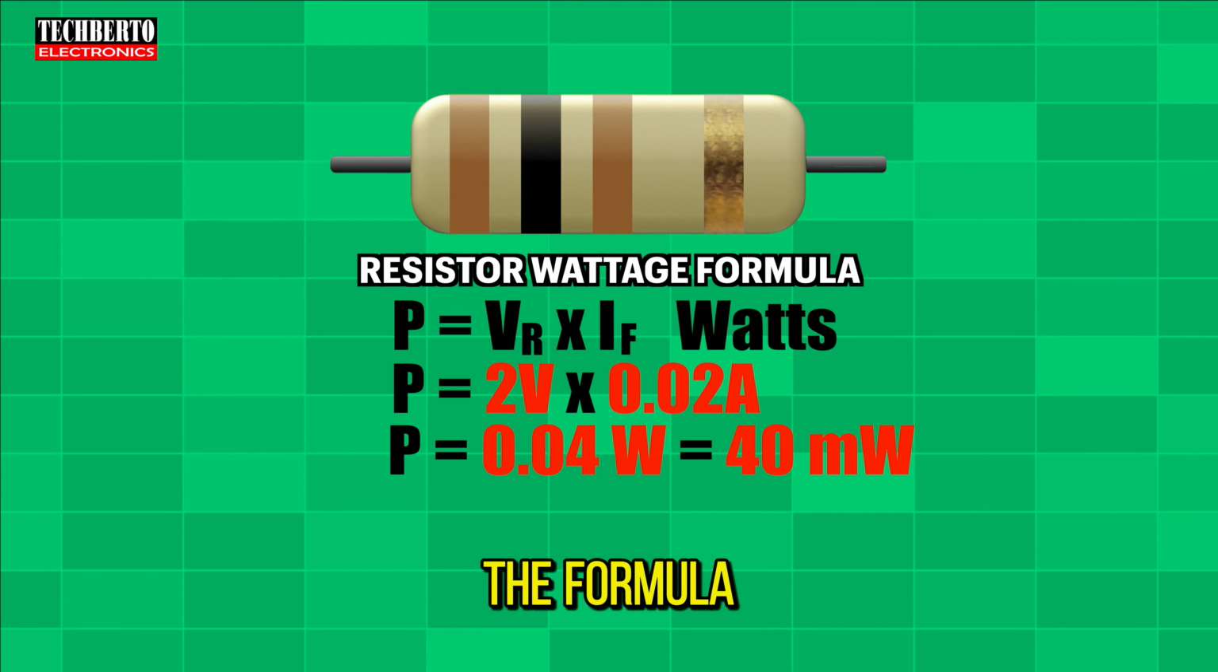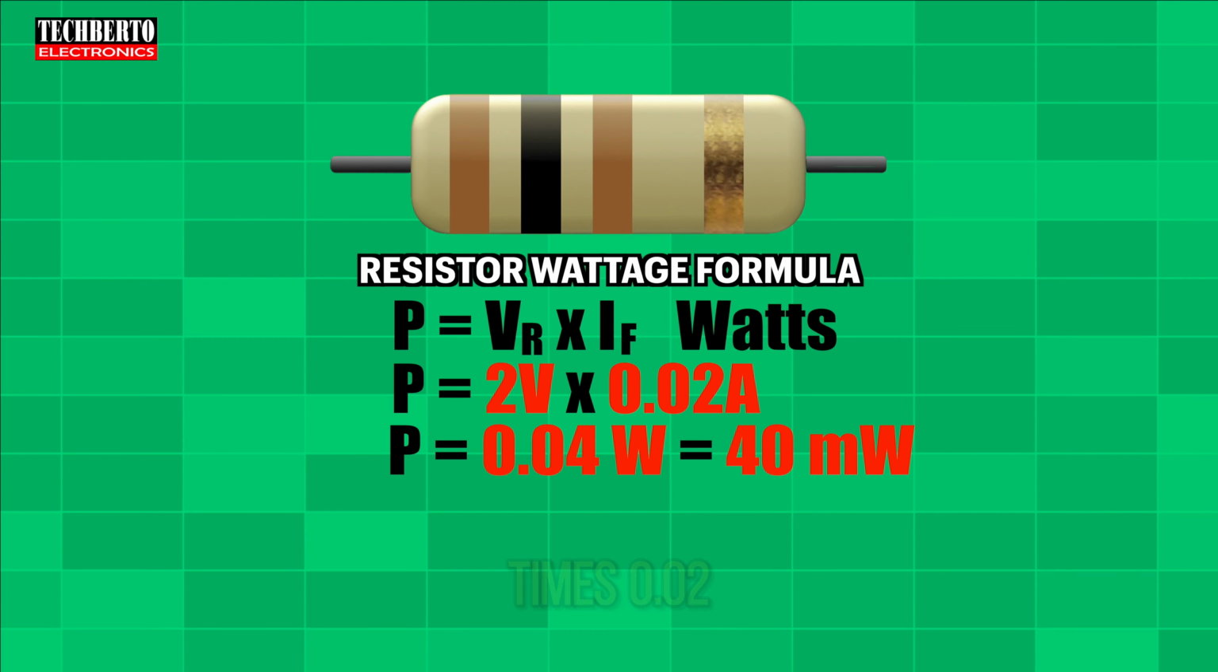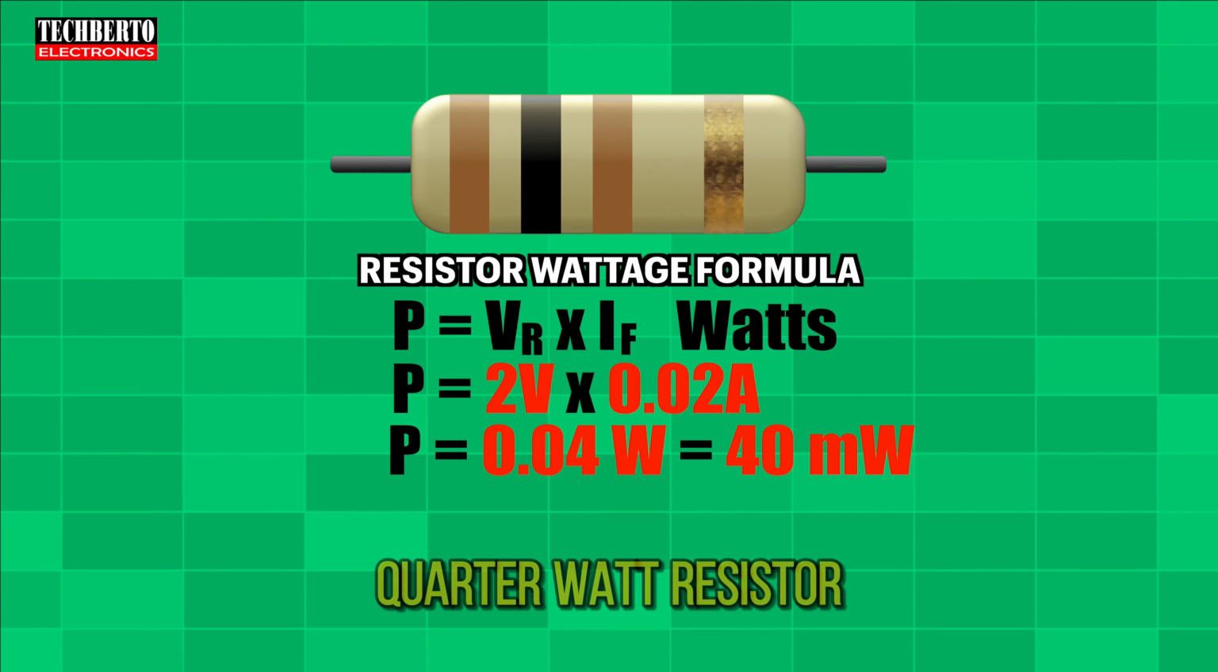Here is the formula to compute the wattage of the resistor. P equals 2 volts times 0.02 amps, equal to 0.04 watt or 40 milliwatts. Therefore we can use a 1/8 or 1/4 watt resistor.